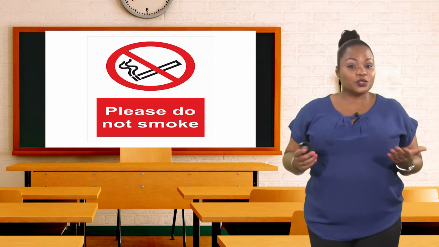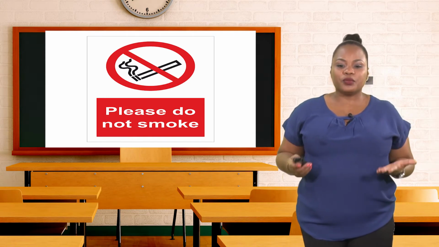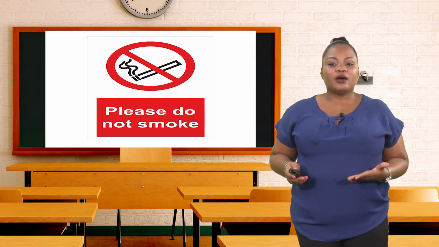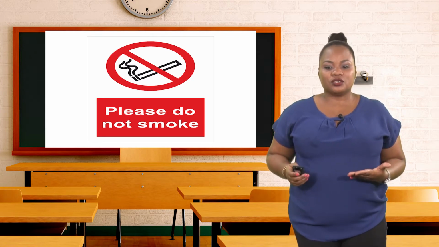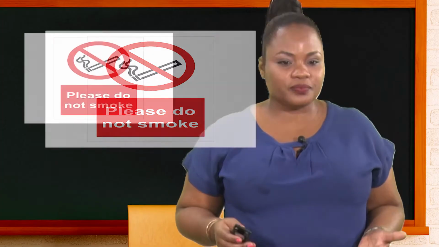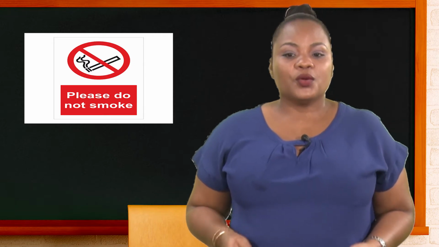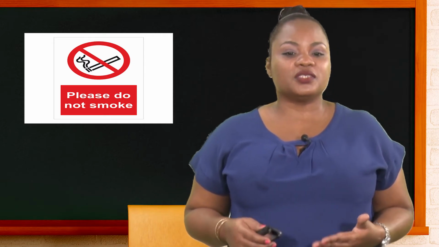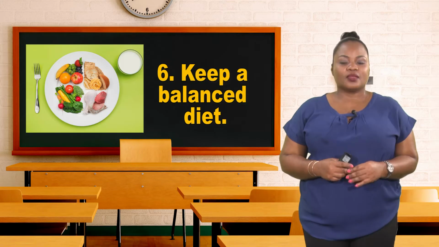Number 5. Don't smoke. Smoking makes you more susceptible to age-related macular degeneration and other eye conditions such as cataract. Smoking can also damage the optic nerves, which can have adverse effects on your vision over time.